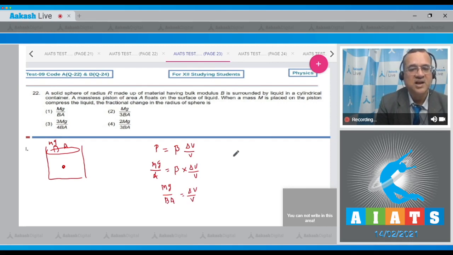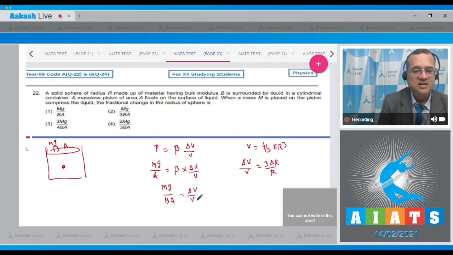Now to find the radius, the volume is equal to 4/3 pi R cube, and by error analysis, delta V by V will be equal to 3 delta R by R. So I can replace this by 3 delta R by R, and the fractional change in radius delta R by R is equal to mg upon 3BA. Look at the options, mg upon 3BA is the option number 2. So answer to this question is 2.